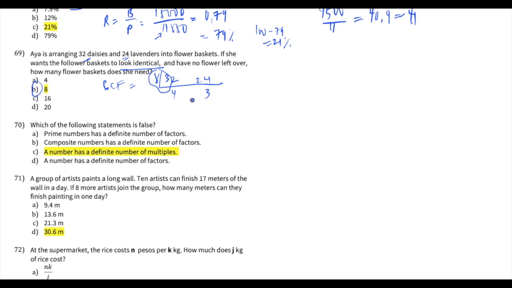Number 70. Which of the following statements is false? Prime numbers is a definite number of factors, correct? Definite number of factors. Pero, infinite number of multiples dapat. So, letter C is false. Number 71. So, ito ay direct and indirect proportion problem ulit. So, let's list down yung tatlong factors natin. That would be number of artists. Okay? And then, length ng wall.